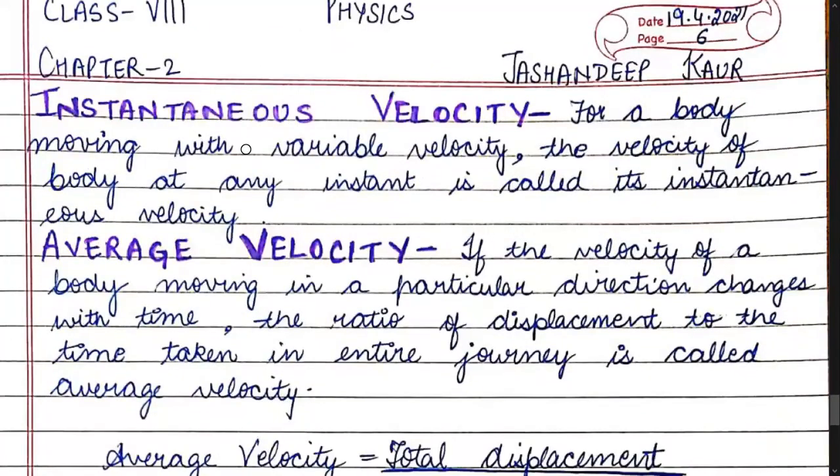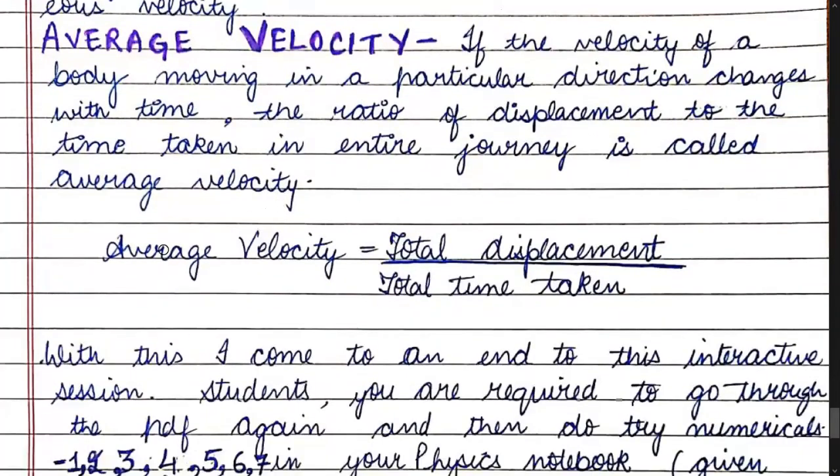Now, as we discussed instantaneous and average speed, similarly we have instantaneous velocity. For a body moving with variable velocity, the velocity of the body at any particular instant is called its instantaneous velocity, while average velocity will be total displacement upon total time.